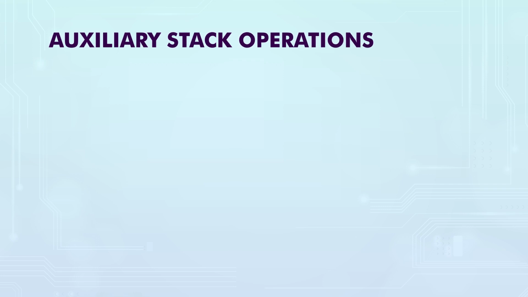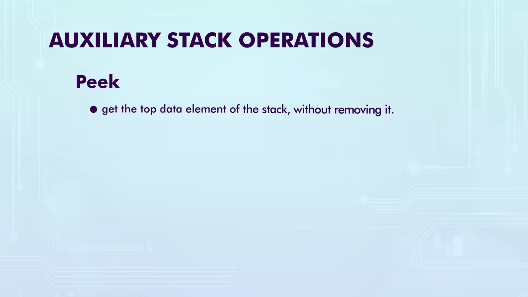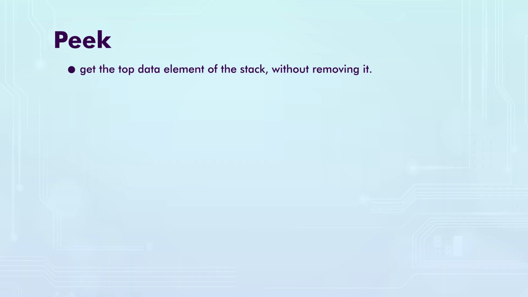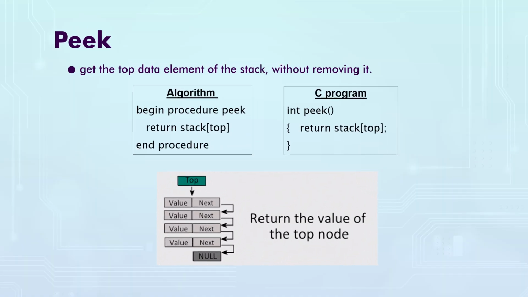The next stack operations, that is auxiliary stack operations, are peek operation, is full operation and is empty operation. Auxiliary stack operations performed on stack are peek, is full and is empty. Peek is used to get the top element or data element of the stack without removing the top element. That is, when peek operation is performed on the stack, the topmost element will be returned and the value within that element can be accessed.